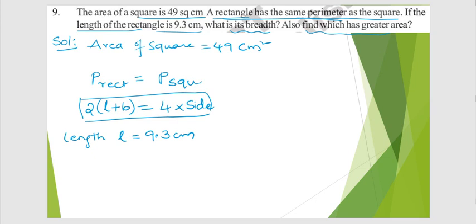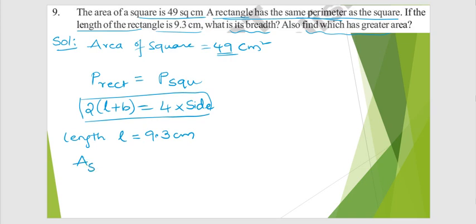Right? Now first of all, since the area of square is given as how much? 49 centimeter square. Right? So what is the area of square formula? The area of square formula is nothing but side square, which is 49 only, no?